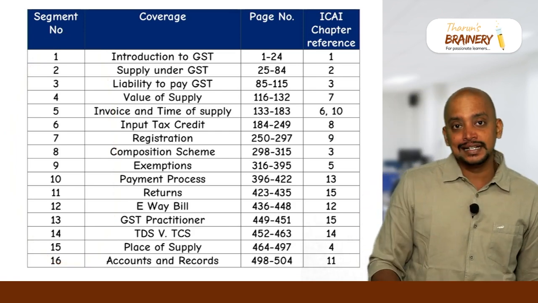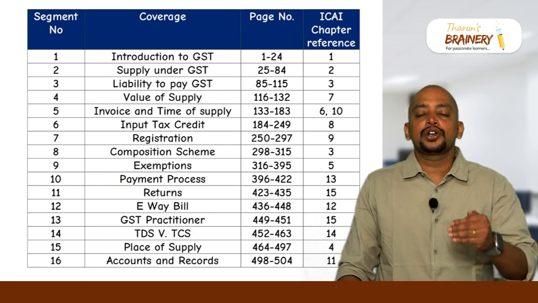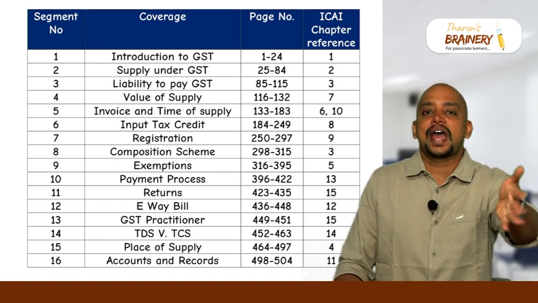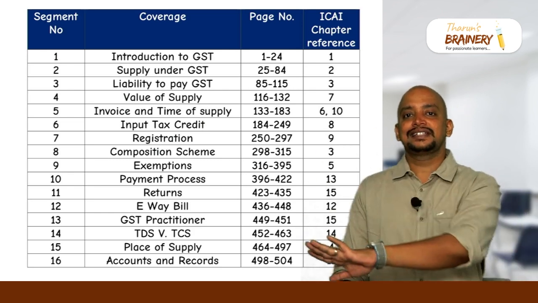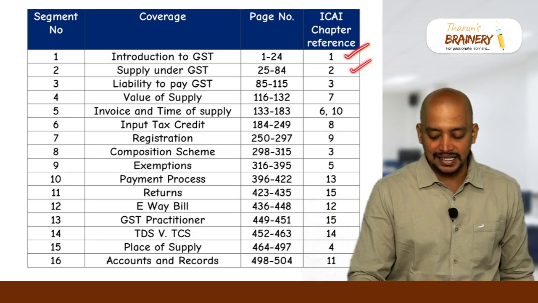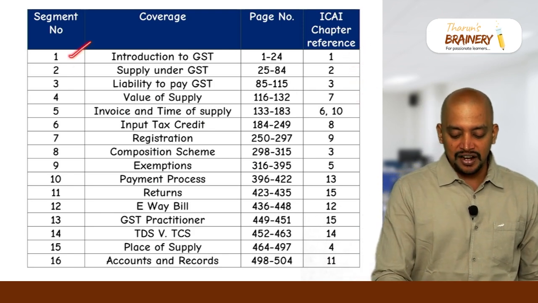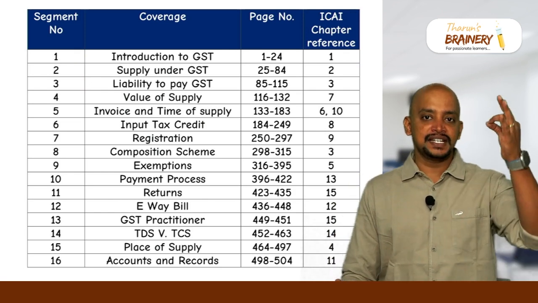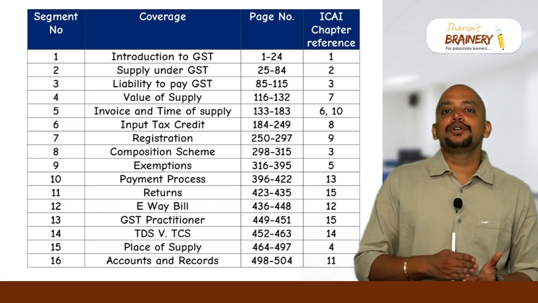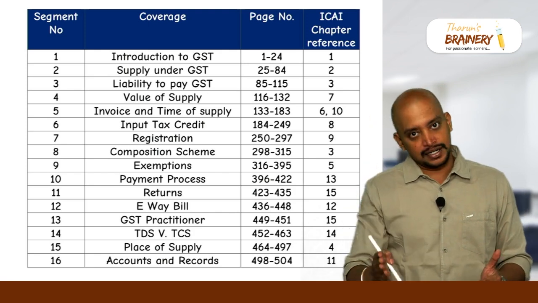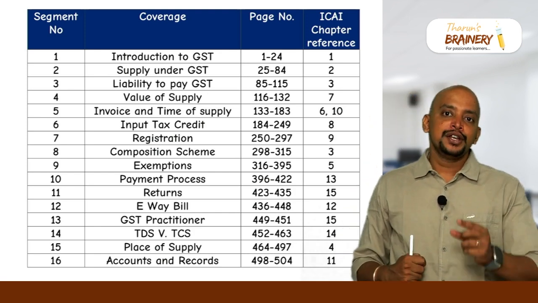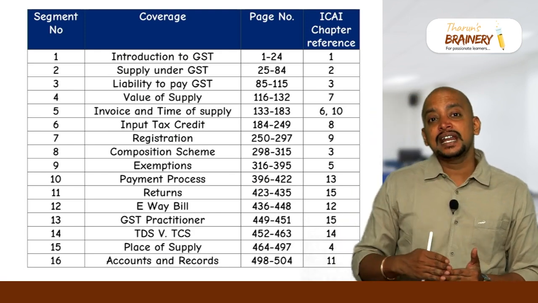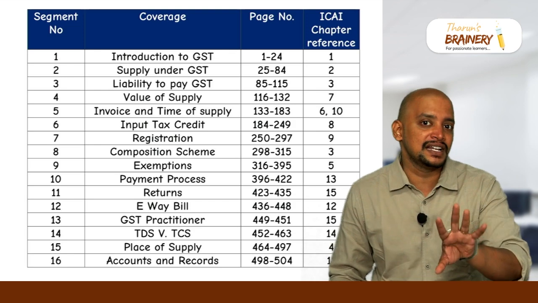And in these 16 segments, after completion of each and every segment, I'm calling it a segment rather than a chapter, so that you know, ICA uses the reference as chapter and I will be using the reference as segment, okay? After completion of each and every segment in this book, we will be doing the practice manual discussion. In that, we will see MCQs, past exam questions, and thereafter the ICA study material questions, okay?